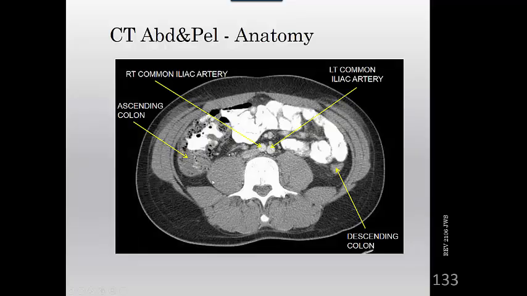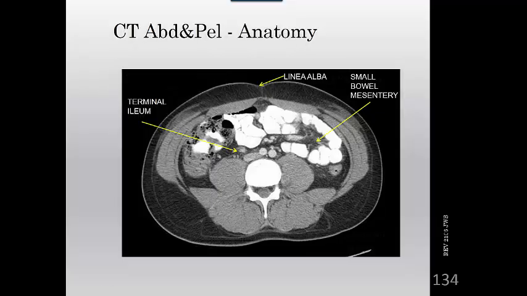And this image is showing the ascending colon coming on the right here. The three muscles of the anterior wall. Right common iliac artery and the left common iliac artery is just where the aorta split. You have the right, it's split into the right common and left common iliac arteries. And this little portion of colon back here is descending colon. And this is a line called the linea alba, and it's in the middle of the abdomen here.